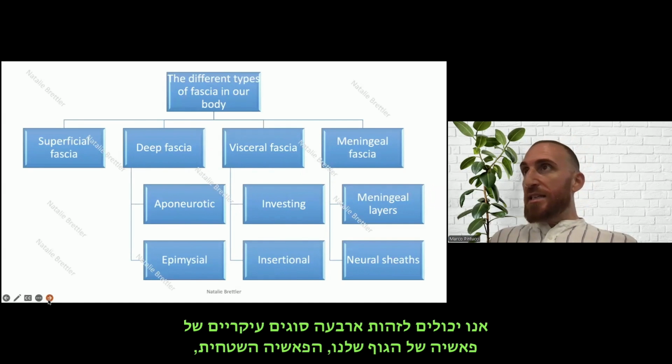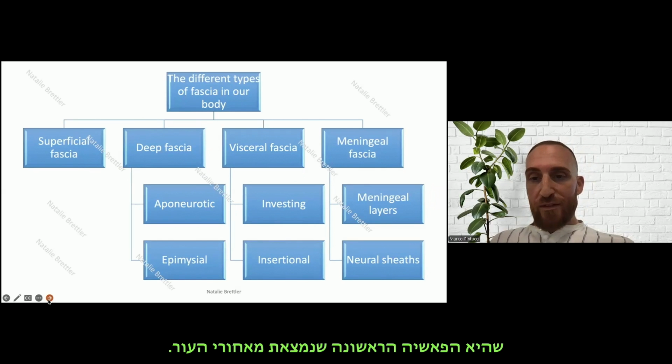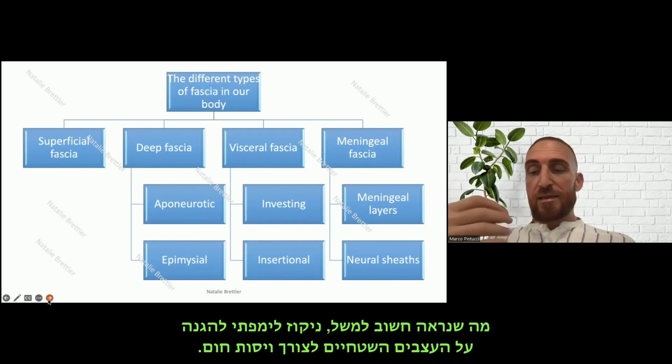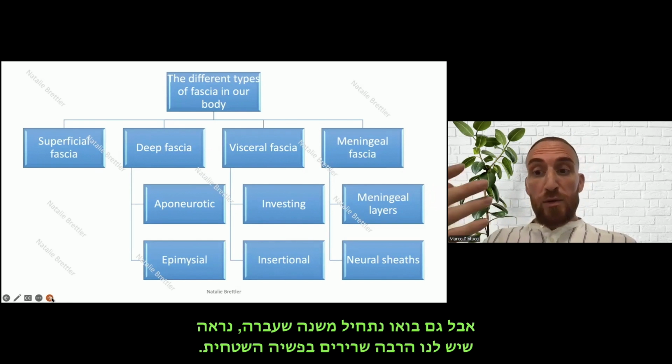We can recognize four main types of fascia in our body. The superficial fascia, which is the first fascia that we find behind the skin, that we will see is important, for example, for lymphatic drainage, for the protection of the superficial nerves, for thermoregulation. But also, the latest study from last year shows that we have a lot of mast cells in the superficial fascia.